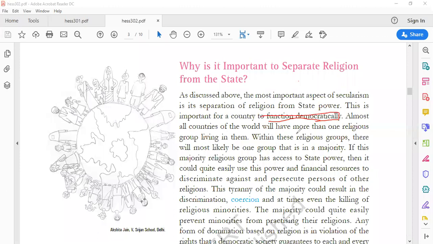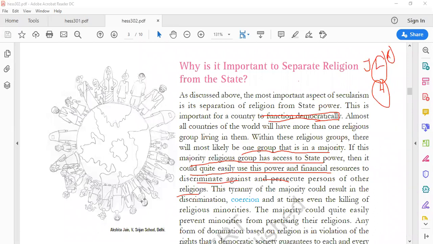Almost all the countries of the world will have more than one religious group living in them. Within these religious groups, there is most likely to be one group that is in majority, like in India, Hindus are in majority. If this majority religious group has access to state power, if only Hindus have access to state power, suppose even the judiciary has only Hindus, the Lok Sabha has completely Hindus, the Rajya Sabha has all Hindus, the whole political system has only Hindus, then what happens? They could quite easily use this power and financial resources to discriminate against or persecute other religions.